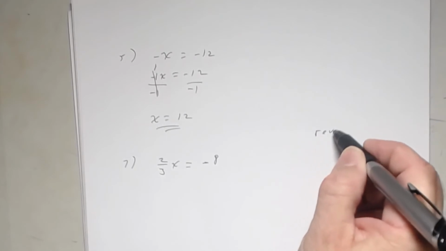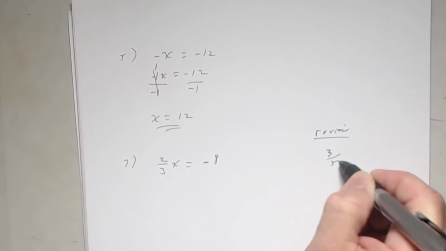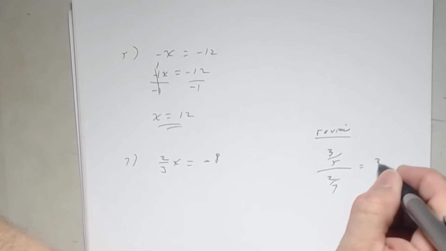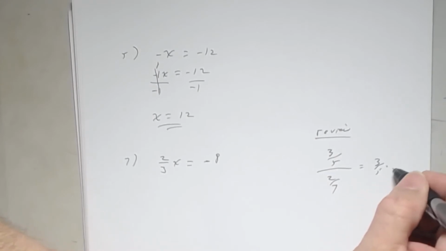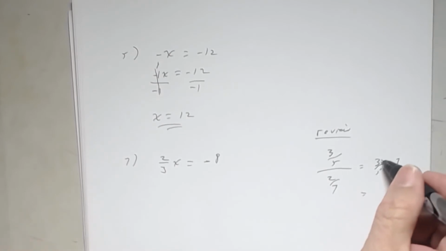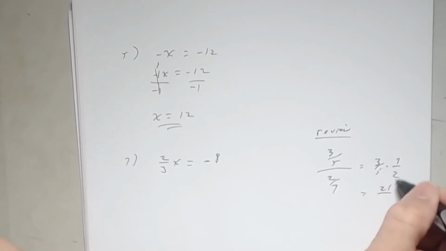From last semester, when I had 3/5 divided by 2/7, how did you deal with this? You multiply by the reciprocal. So it's the top fraction, 3/5, times the reciprocal of the bottom fraction. What's the reciprocal of 2/7? 7/2. Then you reduce if you can, and then multiply. I can't reduce here, so 3 times 7 is 21, 5 times 2 is 10. You're going to do the same idea here. That's one approach: divide both sides by what?